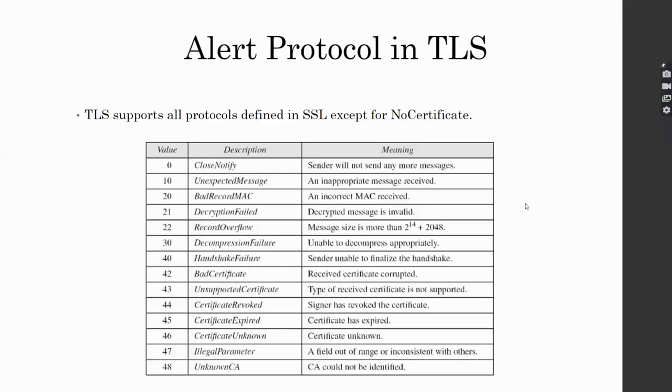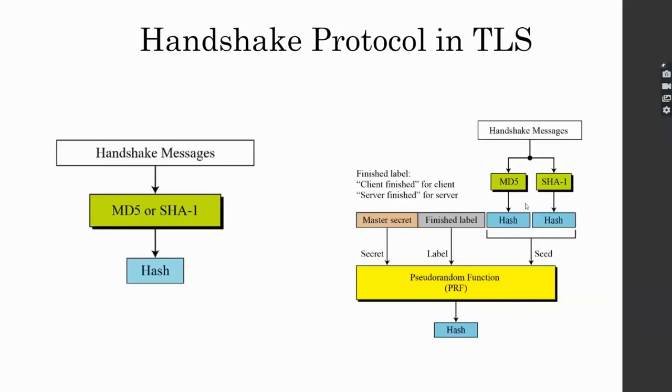Alert protocol in TLS. TLS supports all alert protocols defined in SSL except for no certificate, as shown in the image. Next slide. Handshake protocol in TLS. The handshake protocol is defined as shown in the image. There are 2 types of handshake message, MD5 and SHA1, and there are other types as well, and both are used with hash. Next slide, please.